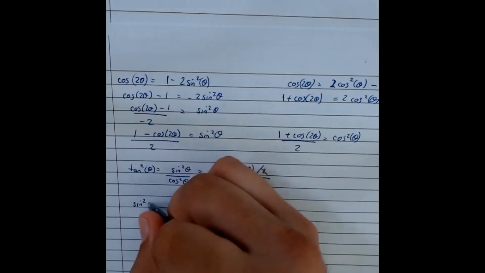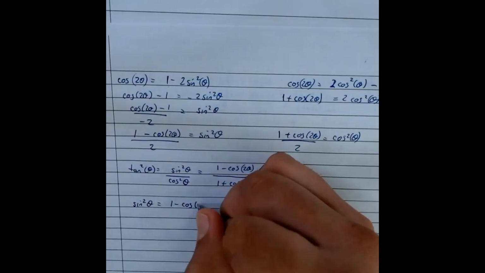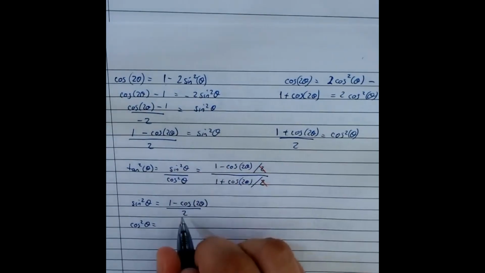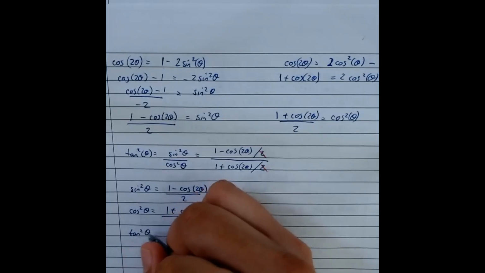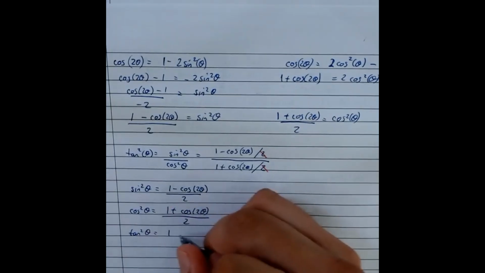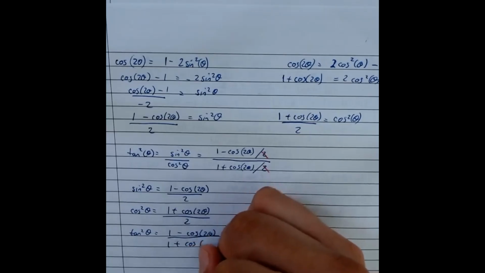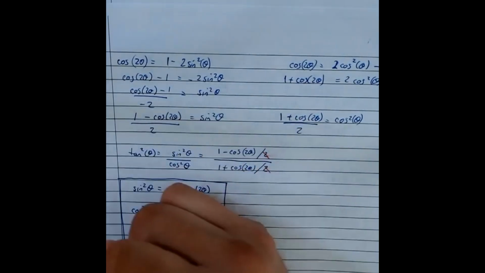So our 3 power reduction formulas are as follows. Sine squared of theta is equal to 1 minus the cosine of 2 theta over 2. The cosine squared of theta is almost exactly the same. That minus is a plus: 1 plus the cosine of 2 theta over 2. And the power reduction formula for the tangent function is basically this numerator over this numerator: 1 minus cosine of 2 theta over 1 plus the cosine of 2 theta. And these are the power reduction formulas.